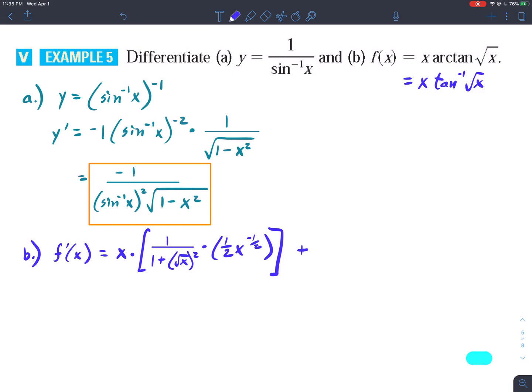And then, of course, we are adding, this is product rule, first function, second function. So this is the first function, derivative of the second, plus second function, inverse tan square root x, times the derivative of the first. Well, the derivative of the first is just 1, since it's x. All right? So I can try to clean this up just a bit. I'm not going to go too far into it.